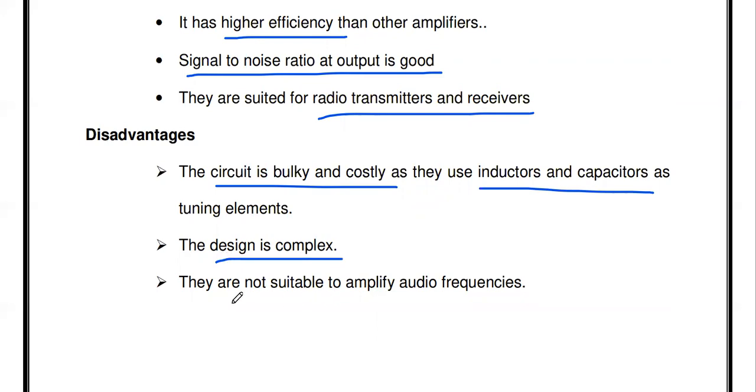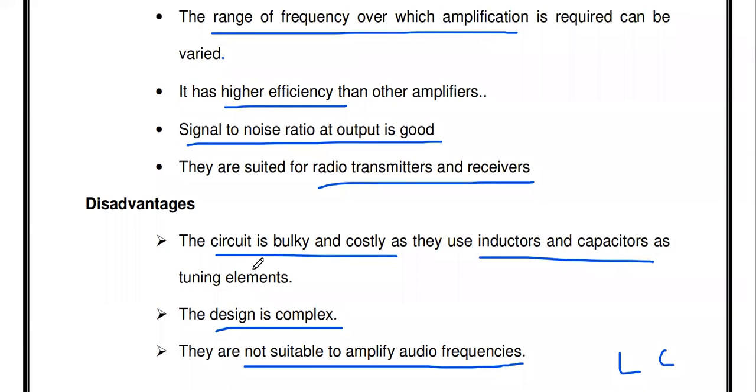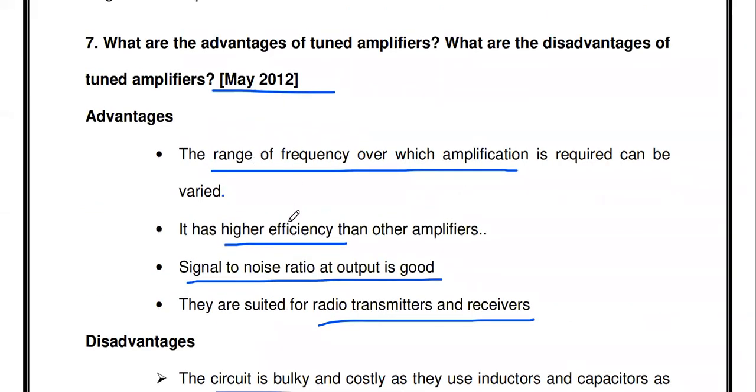And the third one, they are not suitable to amplify audio frequency. This tuned amplifier is mainly used in radio frequencies, that is high frequencies. So it is not suitable to amplify audio frequency. If you want to amplify audio frequency, we have to use higher values of L and C, and that is not possible. So that's why this is suitable only for radio frequencies. So these are all the advantages and disadvantages of the tuned amplifier.